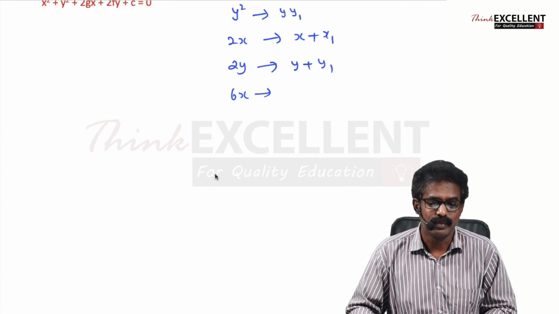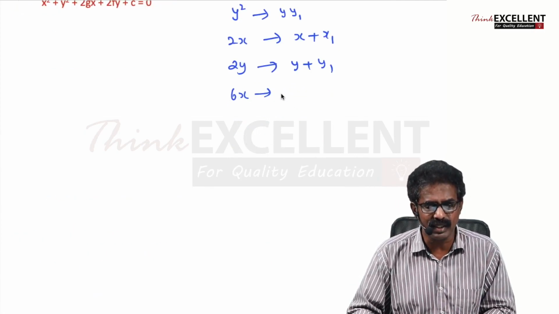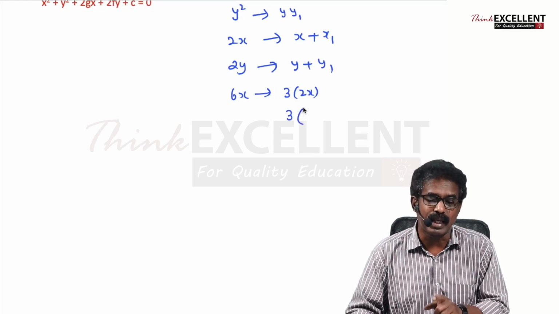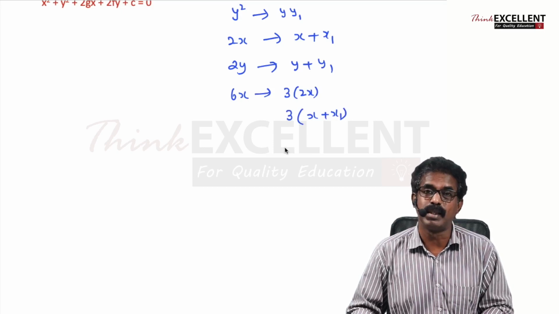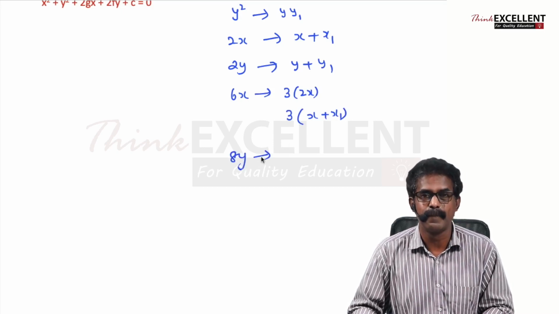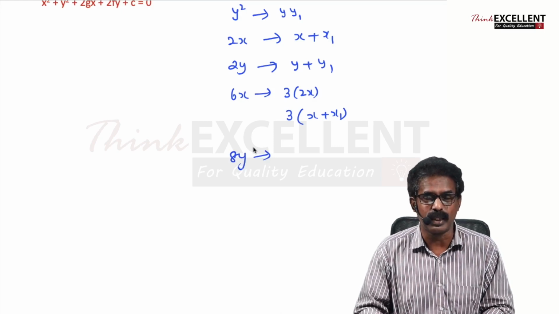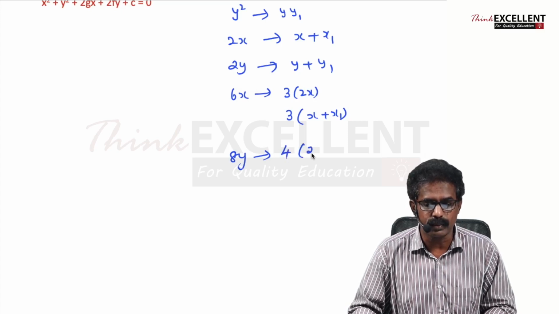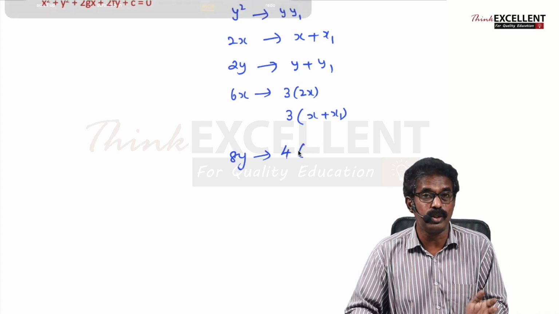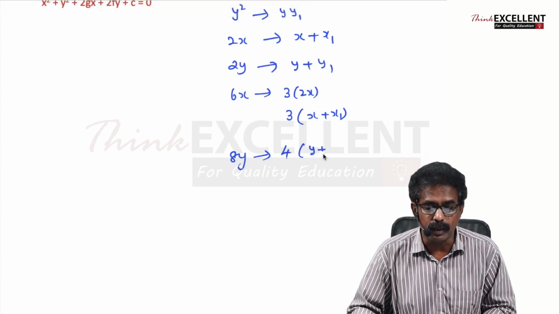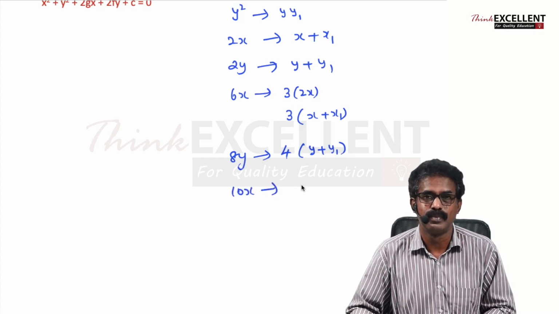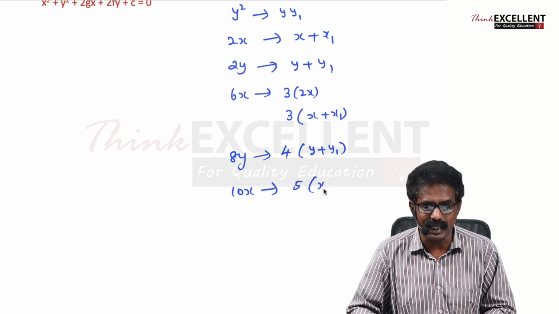Now you may ask, sir, suppose it is 6x, what to do? How can you write this 6x? I want 2x. So 6x you first write as 3 into 2x, right? 3 twos are 6. That 2x can be written as x plus x1. Now 8y. I want a 2y. Tell me then how can you write 8y? 4 into 2y. But no need to write that step. Directly write 4 into 2y, and that 2y can be written as y plus y1. 10x, tell me quickly. 5 into 2x, x plus x1.